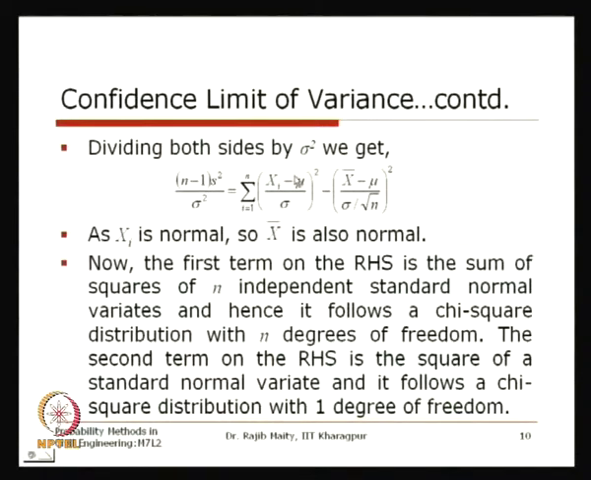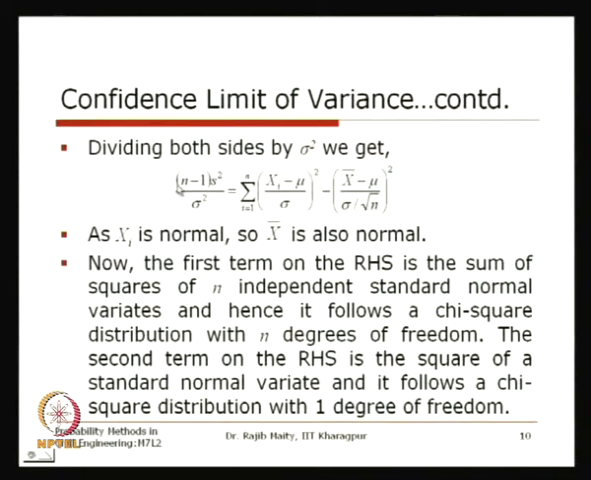We have seen in the earlier module on functions of random variables that if we square normal variates and sum them for n of them, the resulting distribution is a chi-square distribution with n degrees of freedom. The second term is also the square of a standard normal variate, and it follows a chi-square distribution with 1 degree of freedom. The sum of two chi-square distributions with different degrees of freedom is also a chi-square distribution. So this full quantity is a chi-square distribution with degrees of freedom equal to n minus 1.